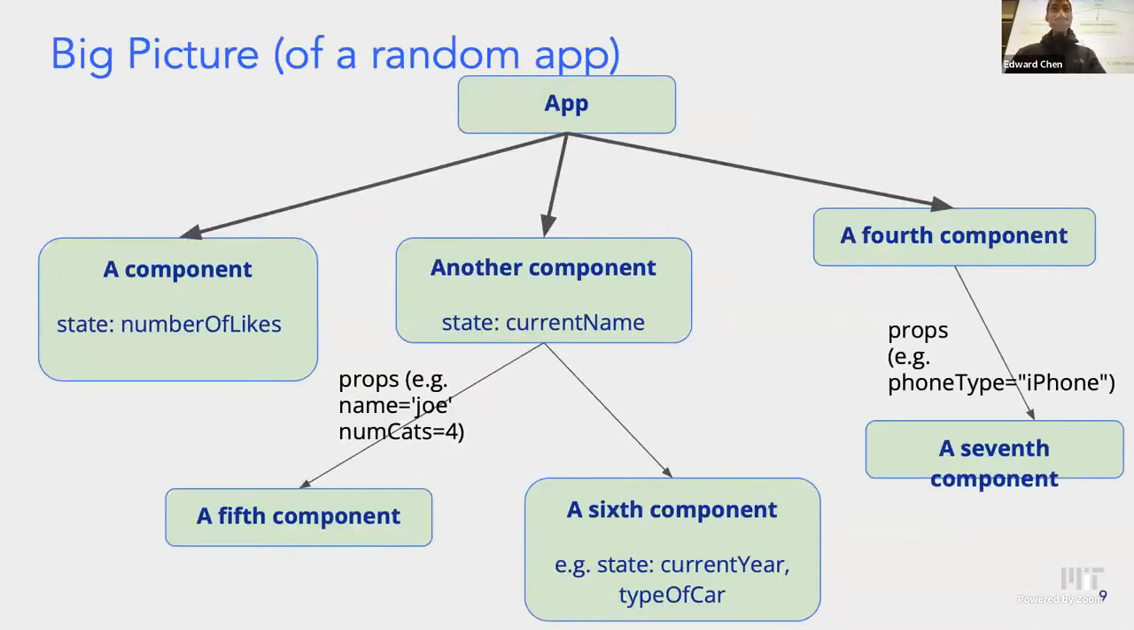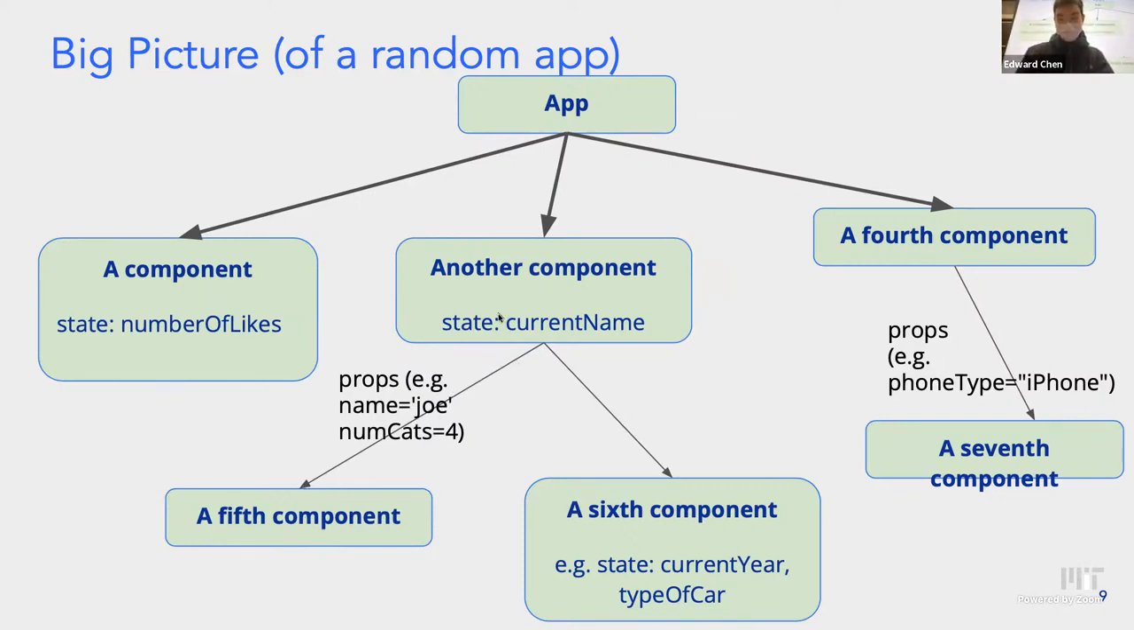A way to represent apps is to use what's called a component tree. Like every other website, we have this big component called app that we can further subdivide into its smaller components. For example, we could have a first tier of components named a component, another component, a fourth component. And we can in turn have another lower tier of components like a fifth component and a sixth component. We write props along the arrows because props are passed from a parent component to a child component.